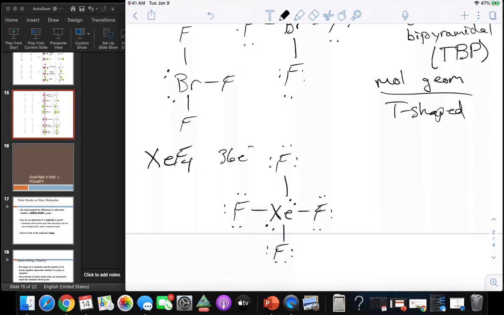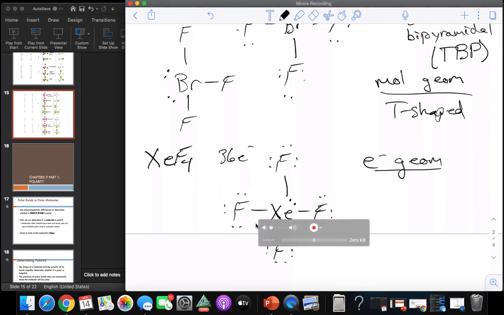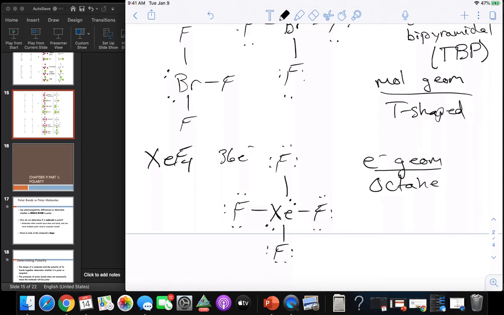Now, geometry-wise, if we're talking about geometry here for XeF4, my electron geometry, I have 4 bound atoms and 2 sets of lone pairs, so 6 total things around xenon. So that's going to give me the octahedral geometry for the electron geometry.